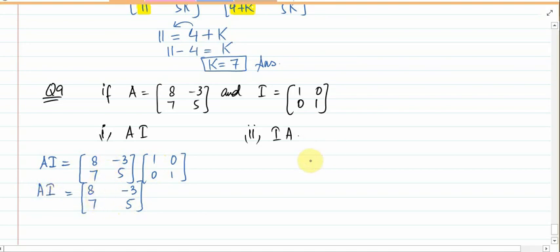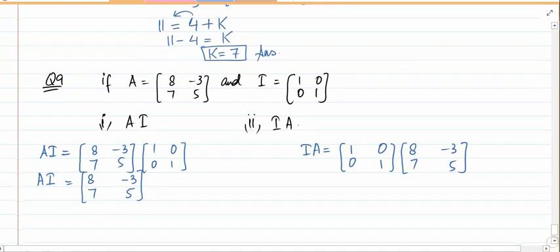Similarly, we are going to find I multiplied by A. So IA, first we need to place the matrix of I, [1 0; 0 1], and then A, [8 7; -3 5]. The order is the same, 2 by 2. So 1 times 8 is 8, 0 times 7, 0, 1 times minus 3, minus 3, 0 times 5, 0; 0 times 8, 0, 1 times 7, 7, 0 times minus 3, 0, 1 times 5 is 5. So IA is equal to [8 7; -3 5].